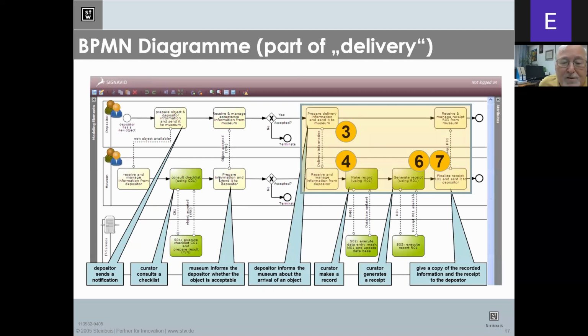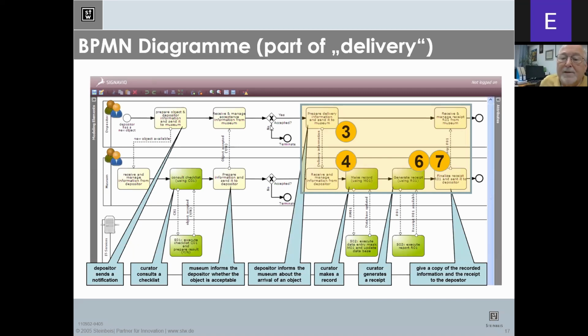Once you have consulted the checklist, then you make your decision, and you prepare this information and send it to the depositor. So the information which you are preparing is more or less acceptance notification. So we are communicating now back to the depositor, and we send him or her a message, an email, and in this message we have the decision, the object is accepted or not accepted.